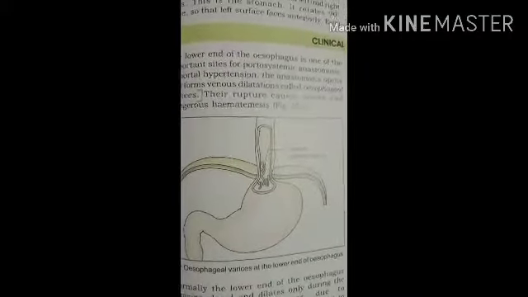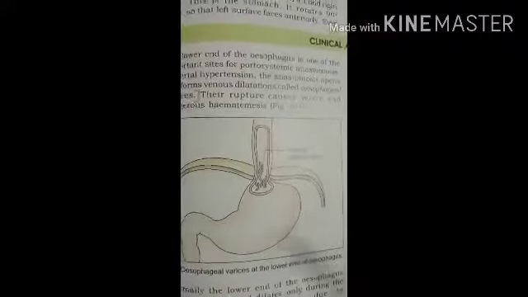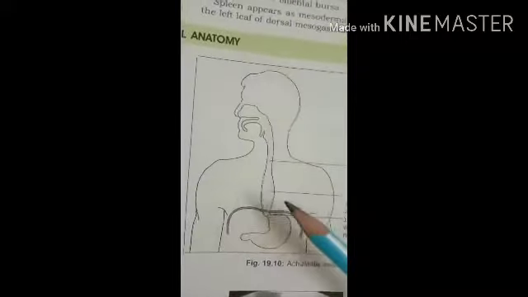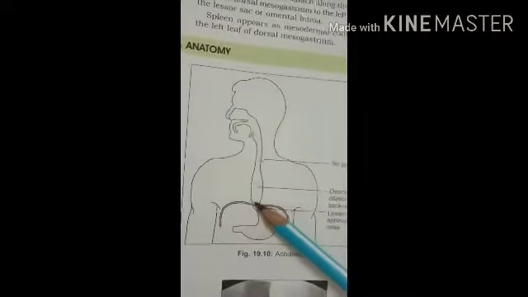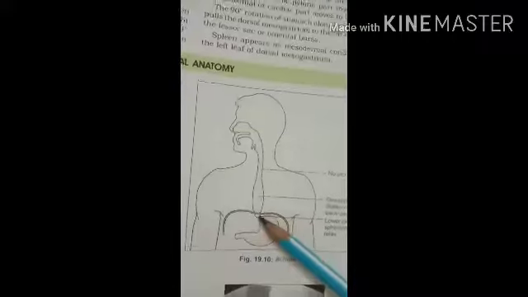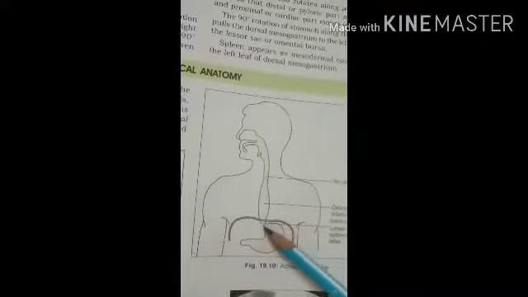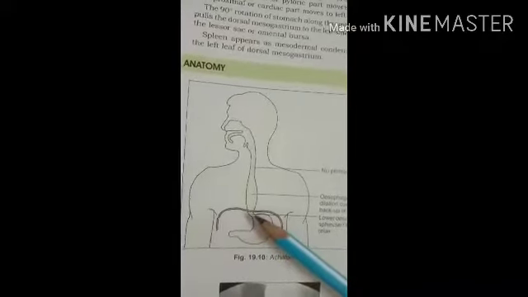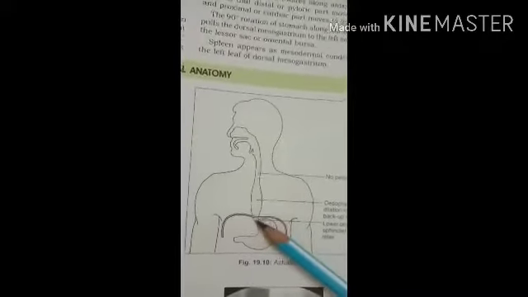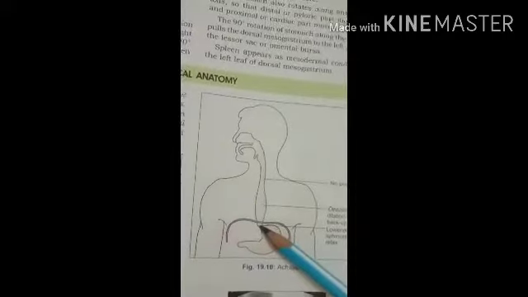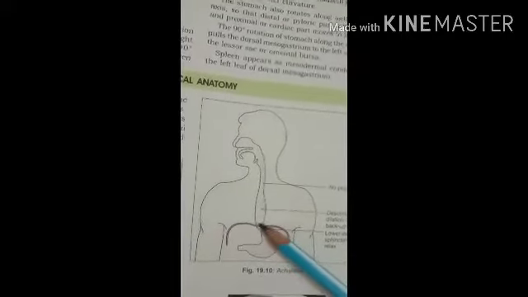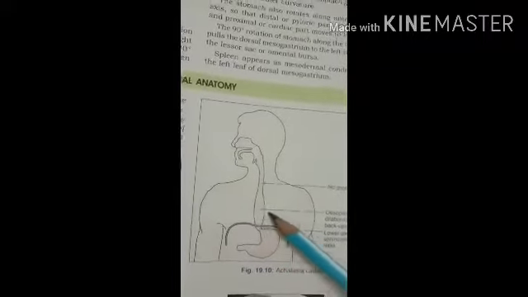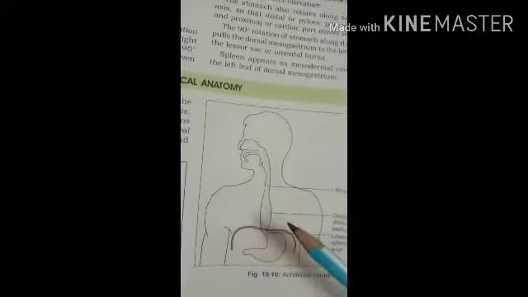Then the next clinical point related with the stomach is achalasia cardia. So here you can see the lower part of the esophagus opens into the cardiac end of the stomach. Because of a neuromuscular pathology, the lower end of the esophagus cannot open and the bolus of food cannot enter the stomach, and because of this, dilatation of the esophagus occurs.